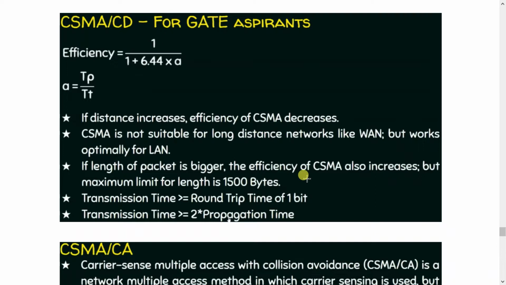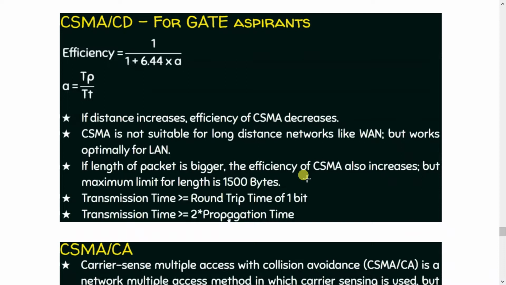So if distance increases, do you think the efficiency will increase or decrease? If distance increases, what will happen? If distance increases, what will happen to TT, the transmission time? The transmission time will increase as well. And therefore, what will happen to A? If TT increases, A will decrease. And if you divide 1 over something that's decreasing, then the efficiency overall will decrease. If distance increases, efficiency of CSMA decreases.